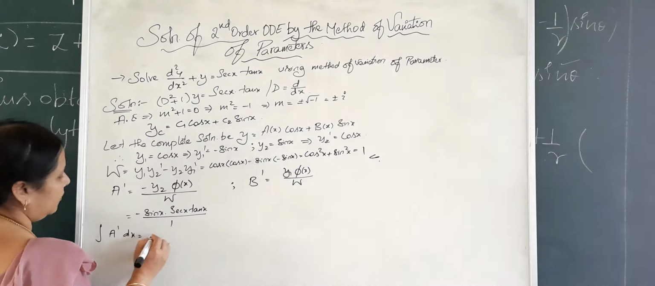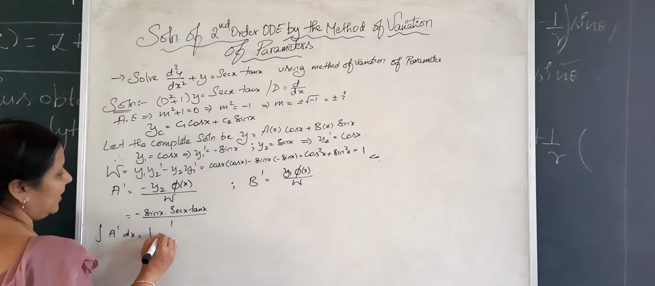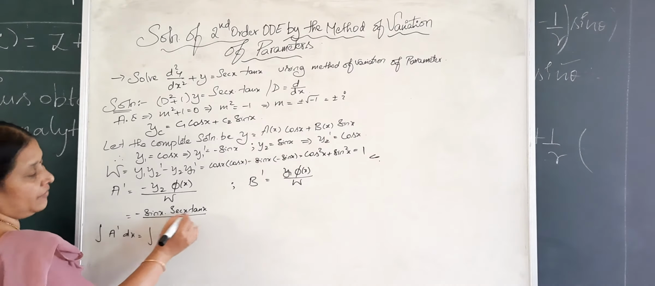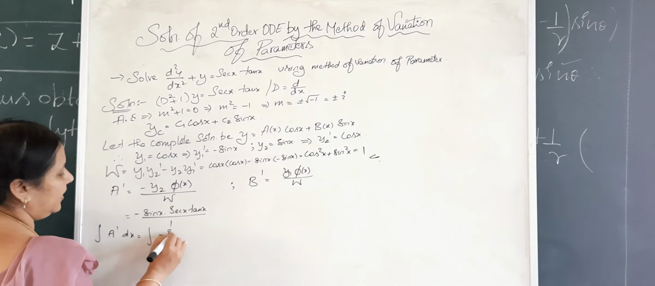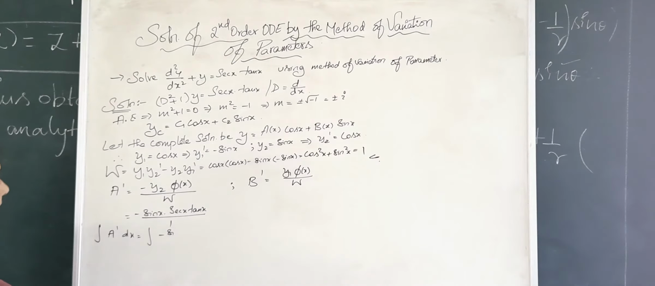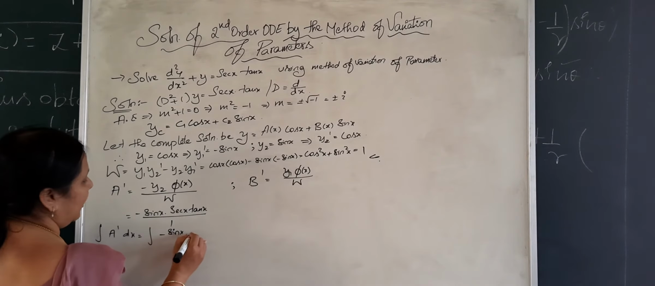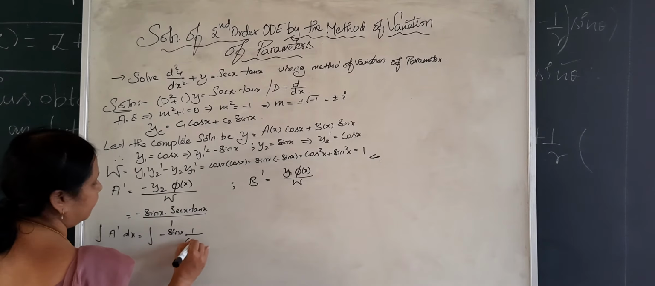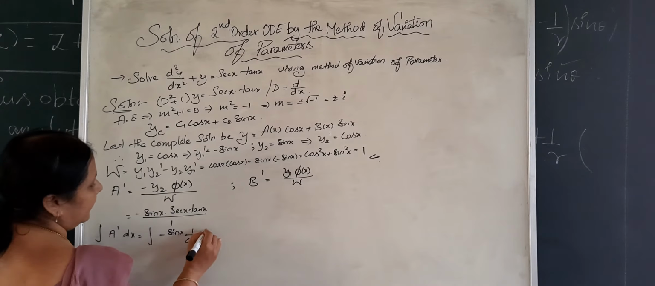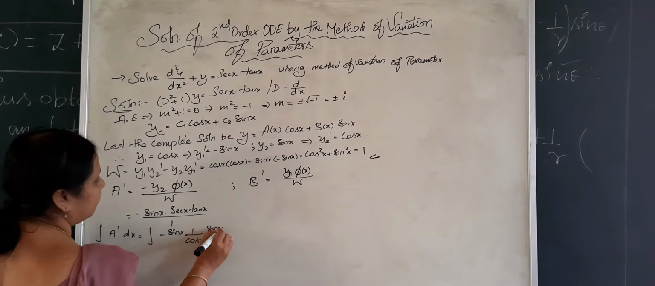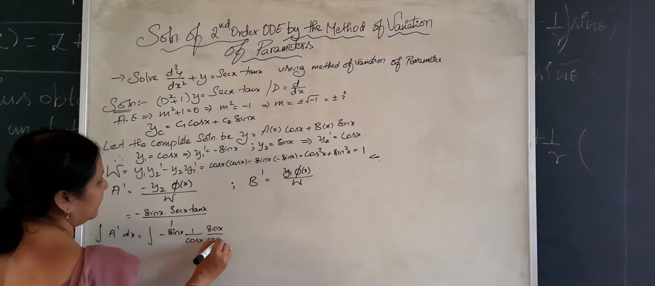Now integrating a dash with respect to x, we get a. So now the integral of minus, put everything in terms of sin and cos, otherwise we can take a step, that's okay, no issues. Sin x, secant is 1 by cos, and tan is sin by cos, dx.